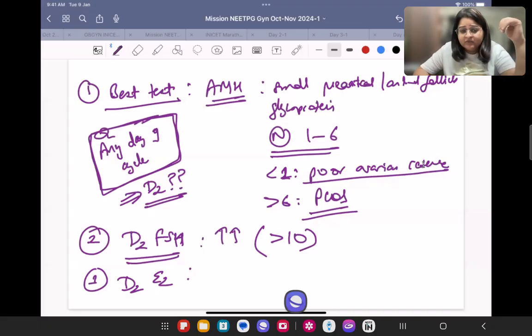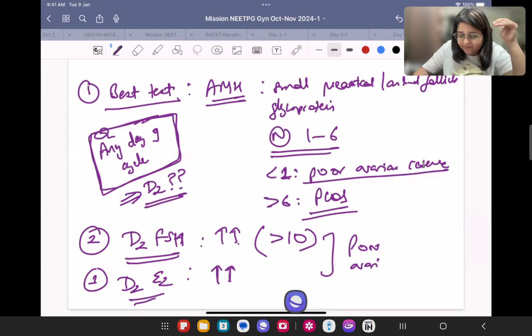If you go back to our menstrual cycle physiology graph, the first chapter which we started with today, everything is at a baseline level, low. On day 1 everything is low: FSH, LH, estrogen, progesterone. But if you find a high day 2 estradiol, you would think that since estradiol is high, FSH should be low. But no, high day 2 FSH and high day 2 estradiol both signify poor ovarian reserve. Okay, both are high, signifies poor ovarian reserve.